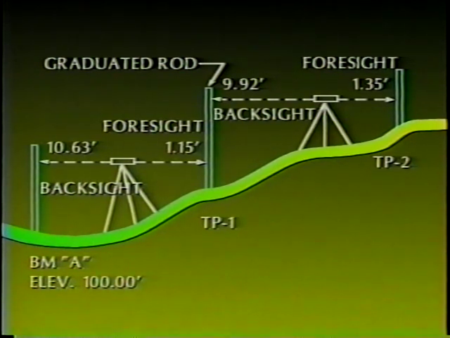The level is turned and a reading is taken again on the rod at the foresight turning point. This foresight reading is then subtracted from the HI of the instrument to give the elevation of the turning point. In our example, this would be 110.63 feet minus 1.15 feet equals an elevation of 109.48 feet for the new point. The level is then moved ahead and set up at some convenient point.